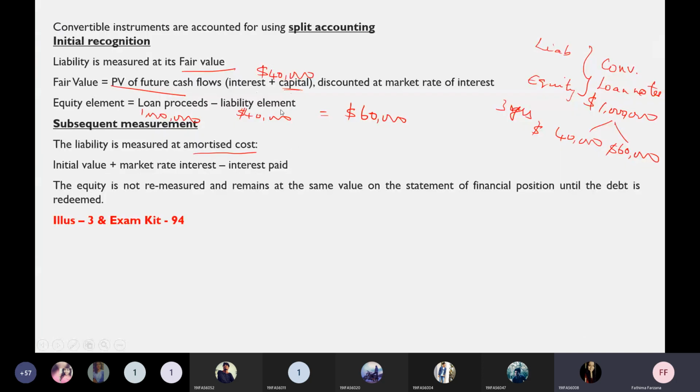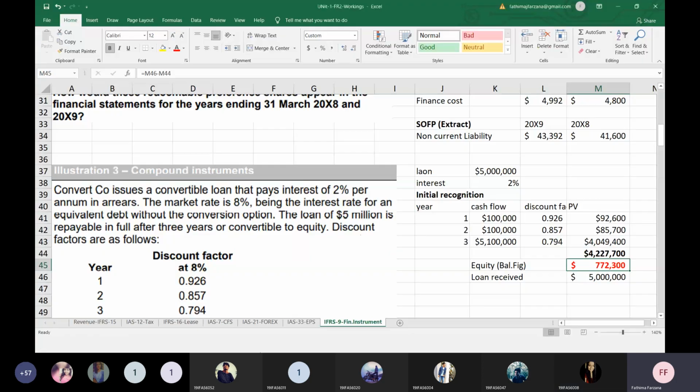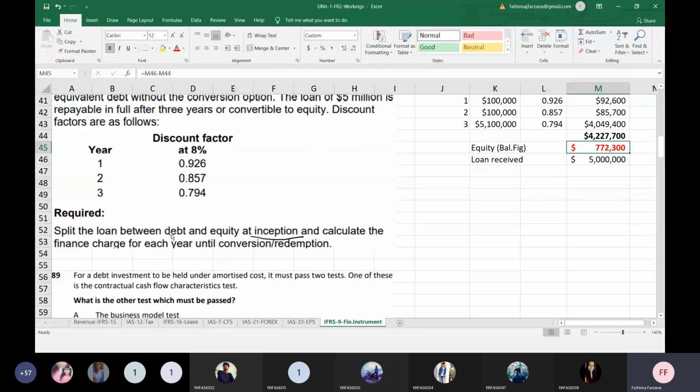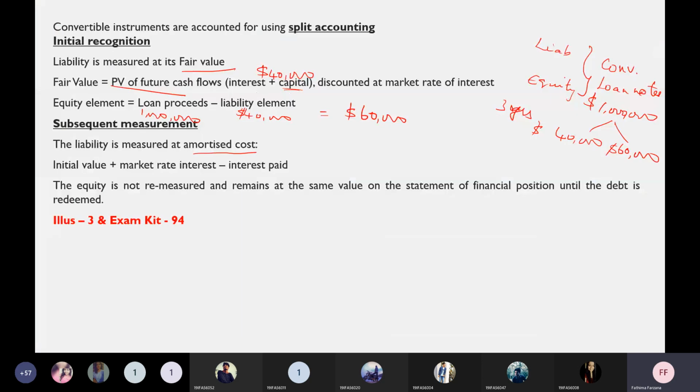This is based on this theory only. This is the initial recognition. That's what they said. Read line by line: split the loan between debt and equity at inception. Done. And calculate the finance charge for each year under conversion and redemption. At the time of conversion and redemption, how are we going to find the finance cost, how much it is, we have to find out. Okay, so now it is a liability. Now I have to go to the subsequent measurement.